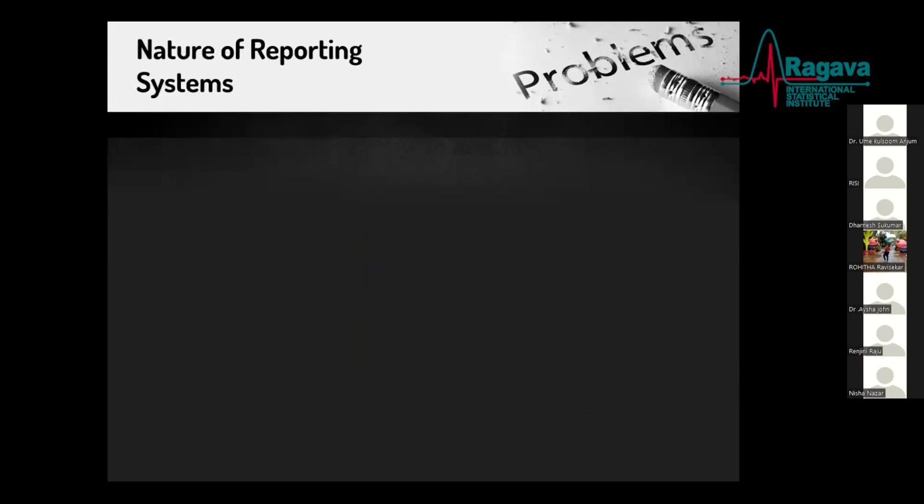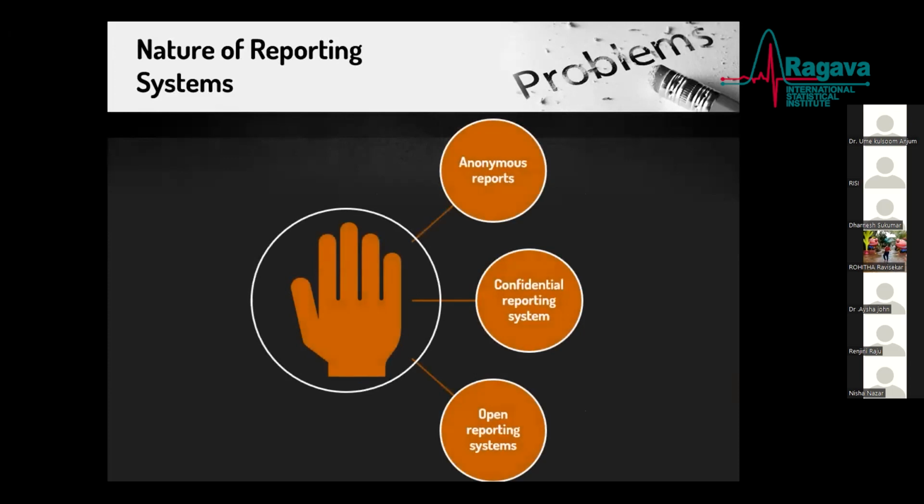Now, the nature of reporting systems. Of course, we again have three types. Nothing new, I'm just refreshing knowledge. The first one is anonymous reports, in which there is no identifying information asked of the reporter. Such reports do have advantages, but anonymous systems have the disadvantage of preventing necessary follow-up questions from being answered.